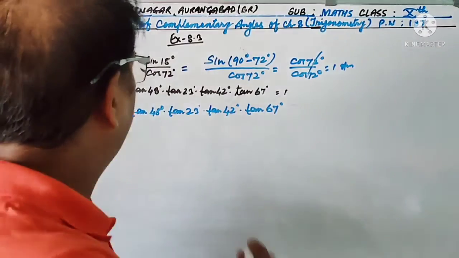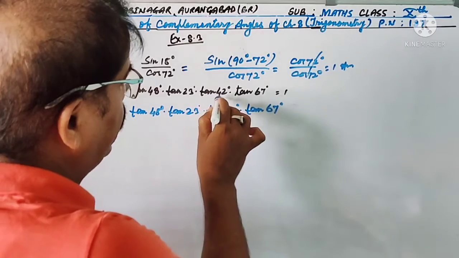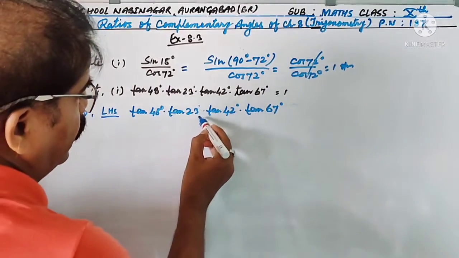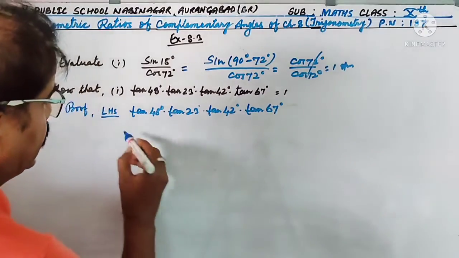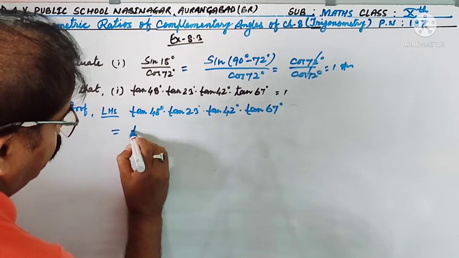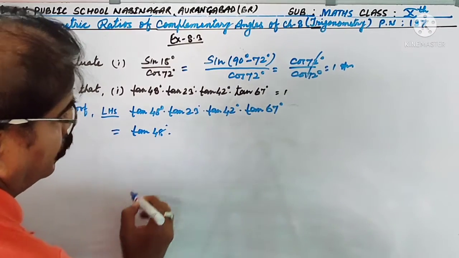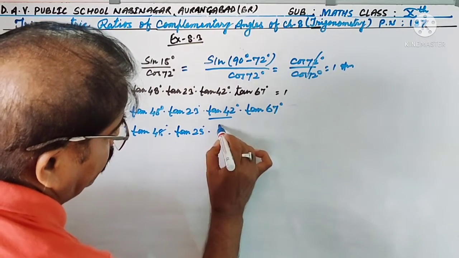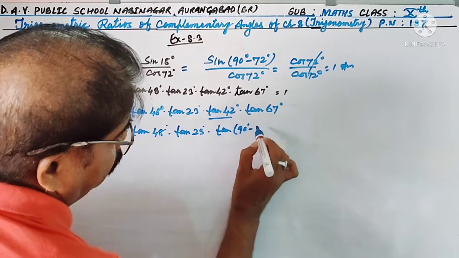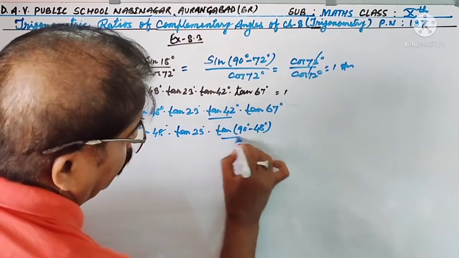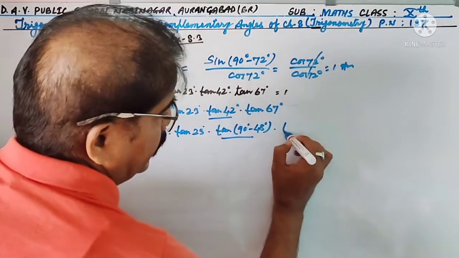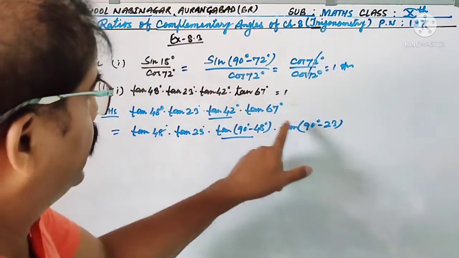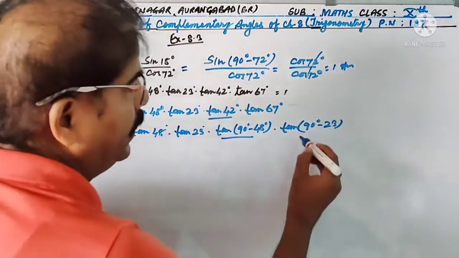Next, question 2: show that tan 48 degrees into tan 23 degrees into tan 42 degrees into tan 67 degrees equals 1. Now the LHS is tan 48 degrees into tan 23 degrees into tan 42 degrees into tan 67 degrees. Here tan 42 is written as tan 90 degrees minus 48 degrees, and tan 67 is written as tan 90 degrees minus 23 degrees, since 90 minus 23 is 67 and 90 minus 48 is 42.